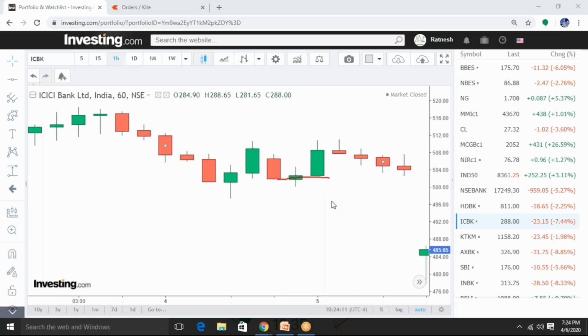Otherwise it would be a morning star. Clearly, the opening of this candle is above this candle. That's why this is not a morning star. Otherwise it would be a morning star.